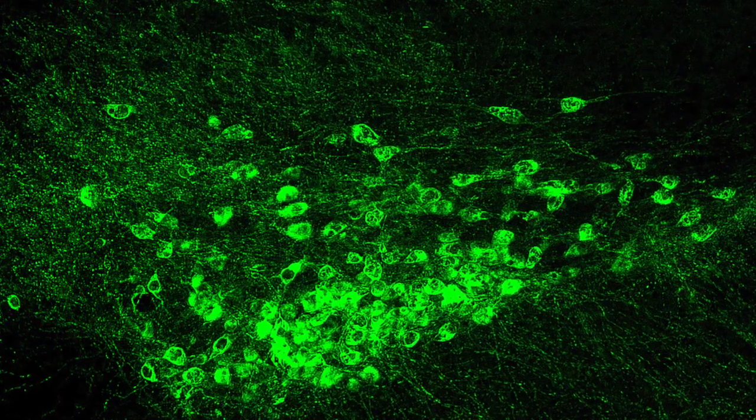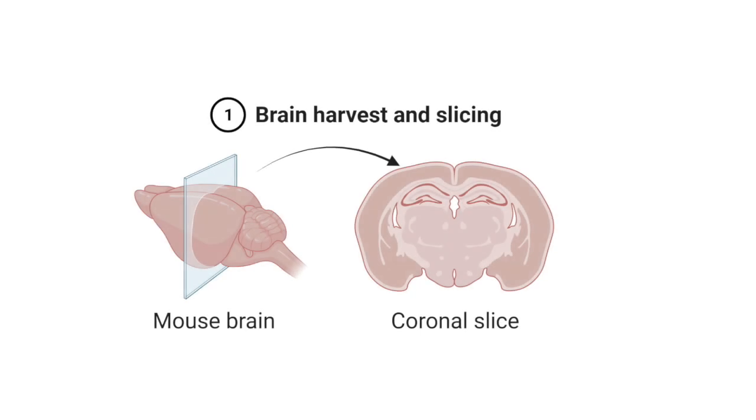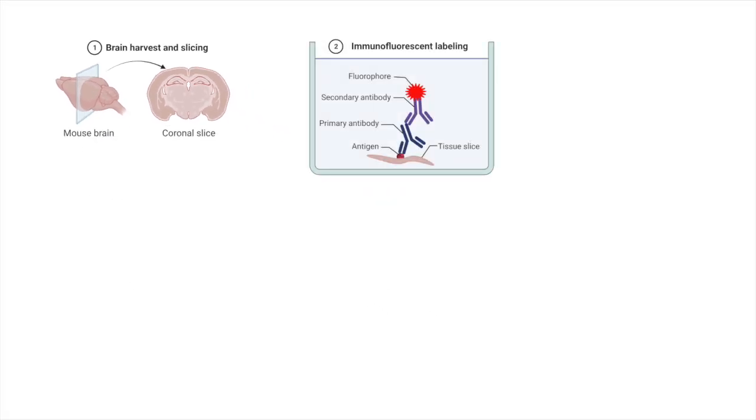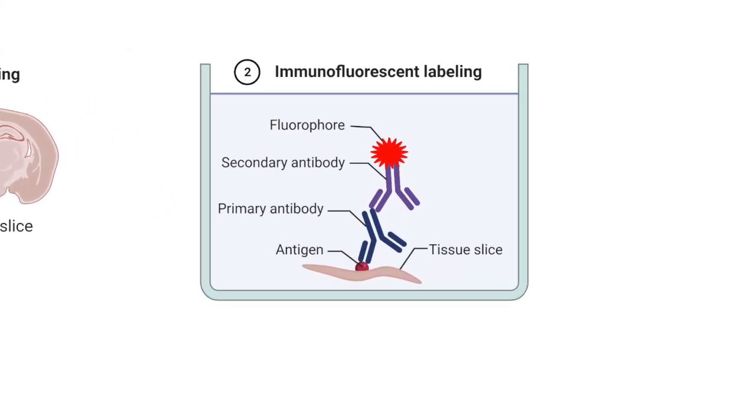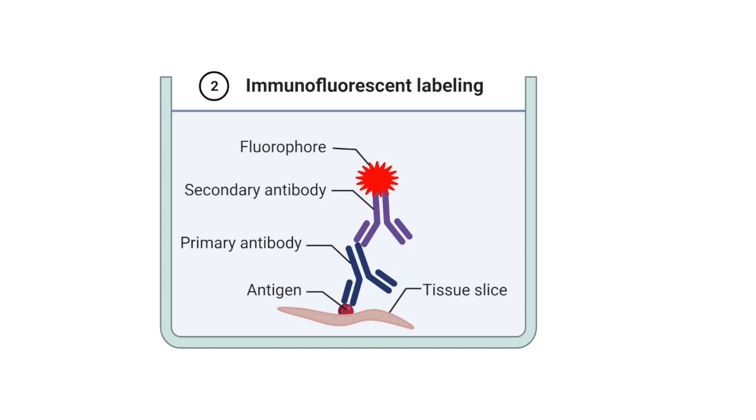There are 4 basic steps in immunohistochemistry and fluorescence microscopy. First, the brain is cut into very thin sections. Second, those sections are cycled through a series of washes followed by incubations in a solution containing the primary antibody, an antibody that binds a protein of interest. The sections are then incubated in a solution containing the secondary antibody, an antibody that binds to the primary antibody. This secondary antibody is tagged with a fluorophore, a molecule capable of emitting a fluorescent signal under specific conditions.